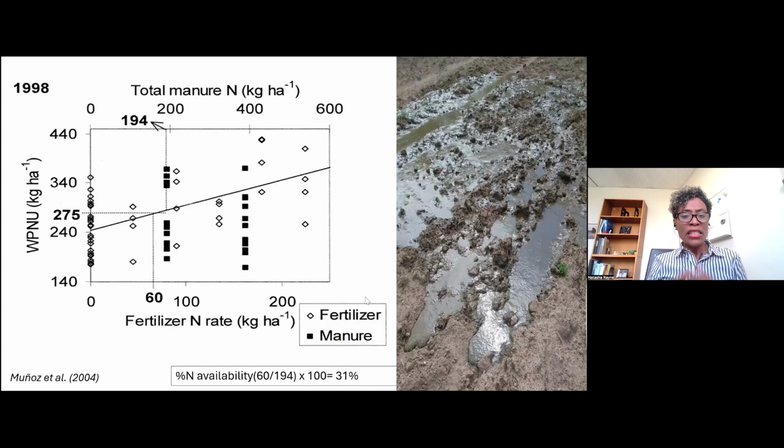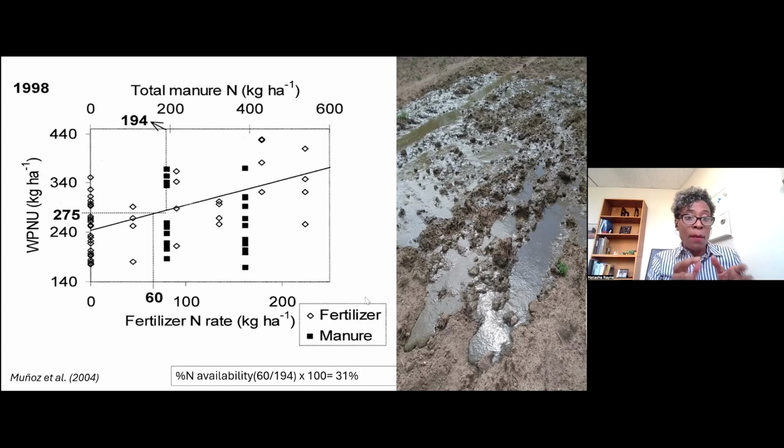All right. So this is an example of that fertilizer equivalence. What we see here is basically with fertilizer equivalence, you're trying to see what fertilizer nitrogen rate would give you the same yield, or in this example, the same nutrient uptake as a given rate of manure. Okay, that's what you're looking at, right?